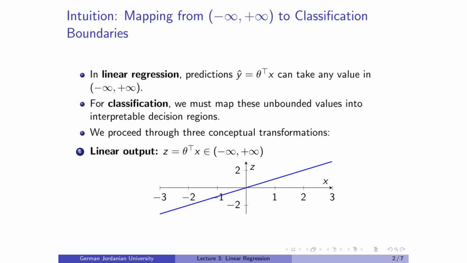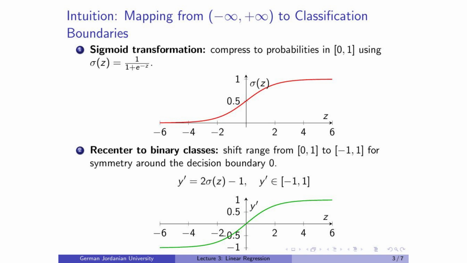We start with a simple linear score, z equals theta transpose x, that can take any real value. The first transformation is the sigmoid function, which squeezes the infinite range of z into values between 0 and 1. This makes it ideal to interpret as a probability. The second transformation recenters it from the open interval (0, 1) to the open interval (-1, 1), so that the midpoint 0 marks the decision boundary between the two classes. In this view, predictions above 0 mean class 1 and below 0 mean class 0.